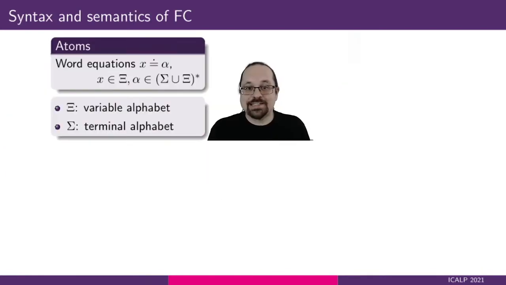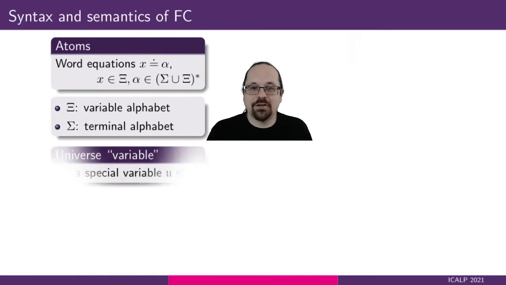The logic uses as atoms word equations of the form x = α, where x is a single variable, and α is a so-called pattern consisting of variables or terminals. We don't need this restriction that the left side only needs to have one variable, but the formulas are easier to read if we have that. There's more about that in the paper. Just ask me a question about that.